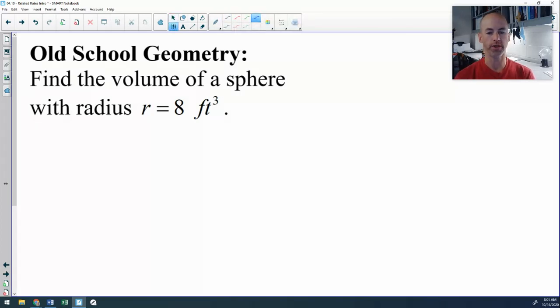And so one question you might get in geometry is to find the volume of a sphere with radius 8 feet cubed. I don't think we measure radius in cubic feet. Let's get rid of that. There we go. So a radius of 8 feet.